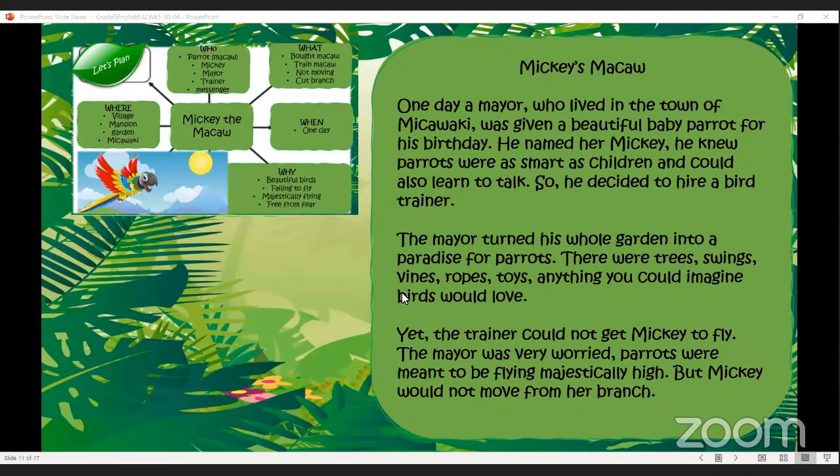Okay. So now I'm going to use my mind map as an idea for my story. So at the top, I have my title, Mickey's Macaw. But do you see that I changed it? That there's a mistake? What should the title actually be?